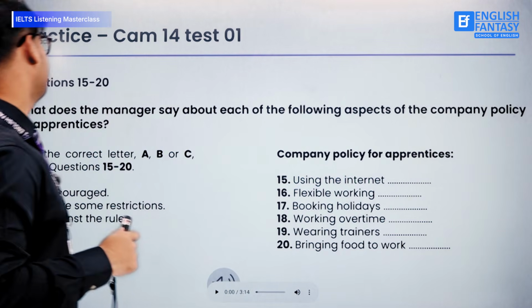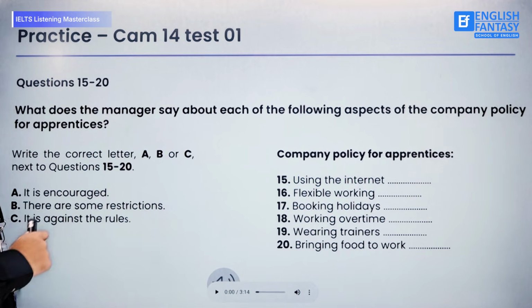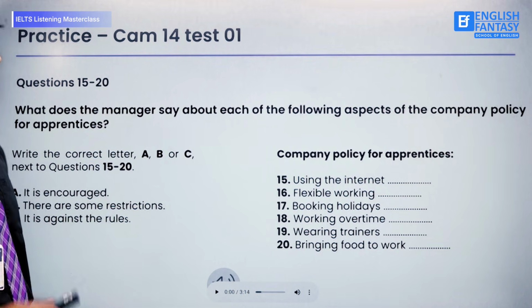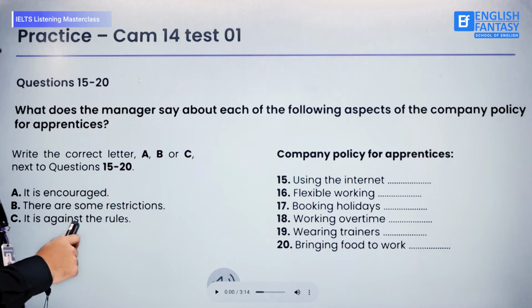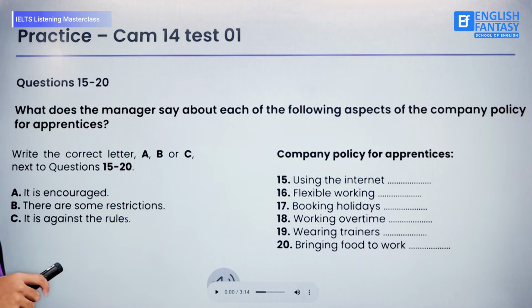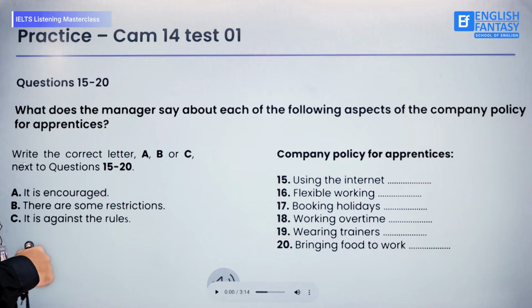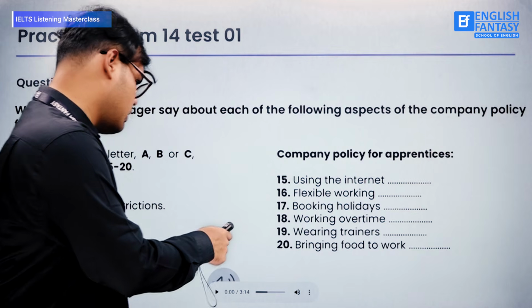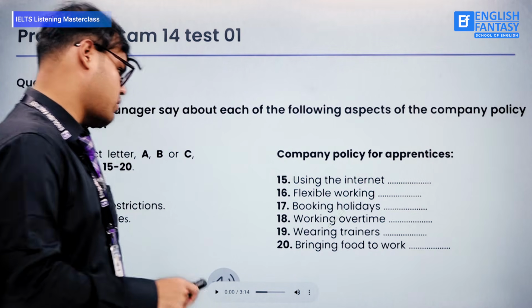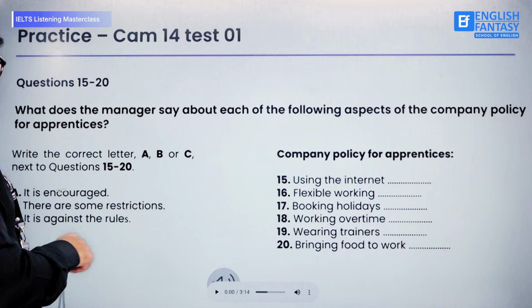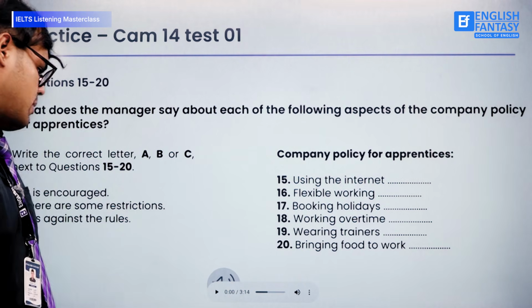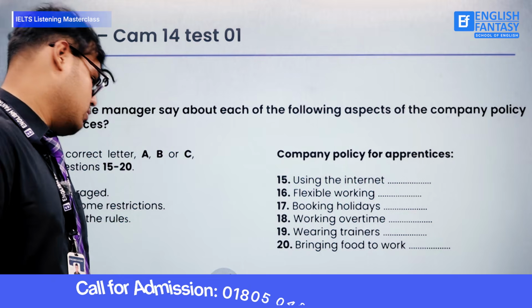So now we will be looking at a sample practice test, which is taken from Cambridge 14 Test 1. The questions, 15 to 20: what does the manager say about each of the following aspects of the company policy for apprentices? Write the correct letter A, B, or C next to questions 15 to 20. You will see that there are only 3 options and there are 5 questions. So you will know now that there will be some repetition. Yep. Now we will play the audio.